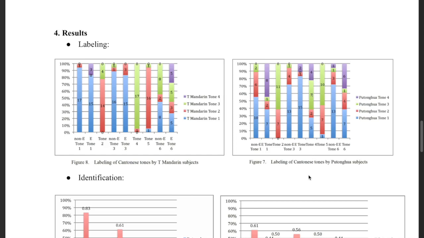And the last thing to notice here is we can tell from these graphs that tone 6, the entering tone 6 in Cantonese, is the most difficult to categorize, since we can see they're all random picks of the Mandarin tones.